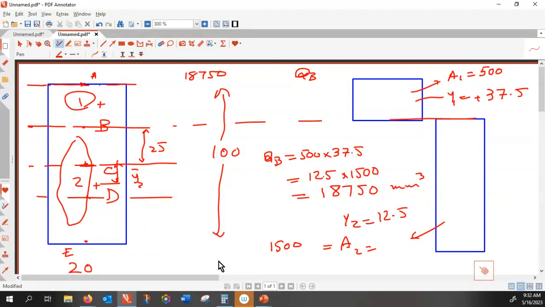Okay, which part do you want me to explain? Can you follow what we did? I mean, when I say y1, this is y bar 1. That's the centroid of the segment measured from the neutral plane. All right, can we do the calculation for point C?